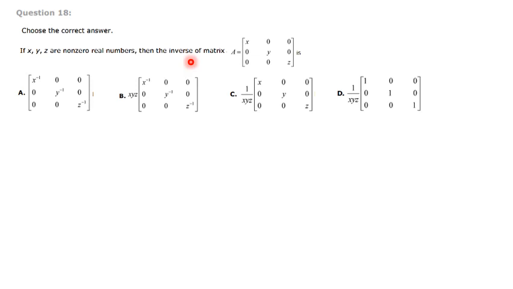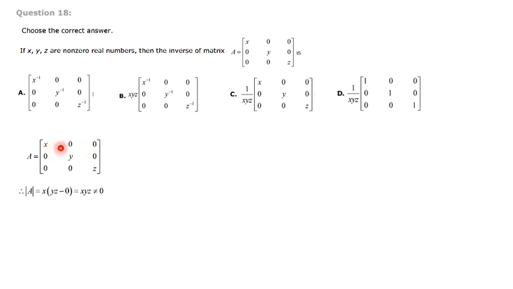Because we know how to calculate the inverse of a matrix, let's take the given matrix A. Then we have to find determinant A. We can expand along the first row. In the first row, only one element is non-zero; the remaining two elements are 0.